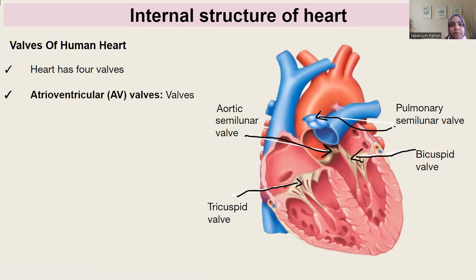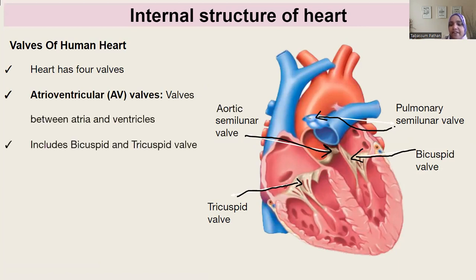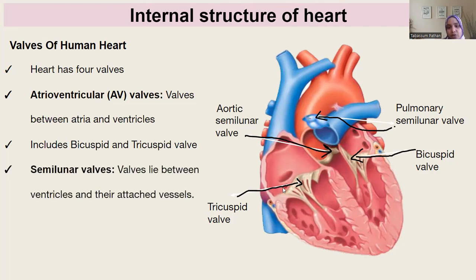Atrioventricular valves are between the atria and ventricles. So you can see the atria and the ventricles. These are known as AV valves, between the atria, or the auricles, and the ventricles. You have two valves between them, the bicuspid valve and the tricuspid valve. Bicuspid means two flaps, like two doors, and tricuspid means three doors. So three doors together will make a valve.